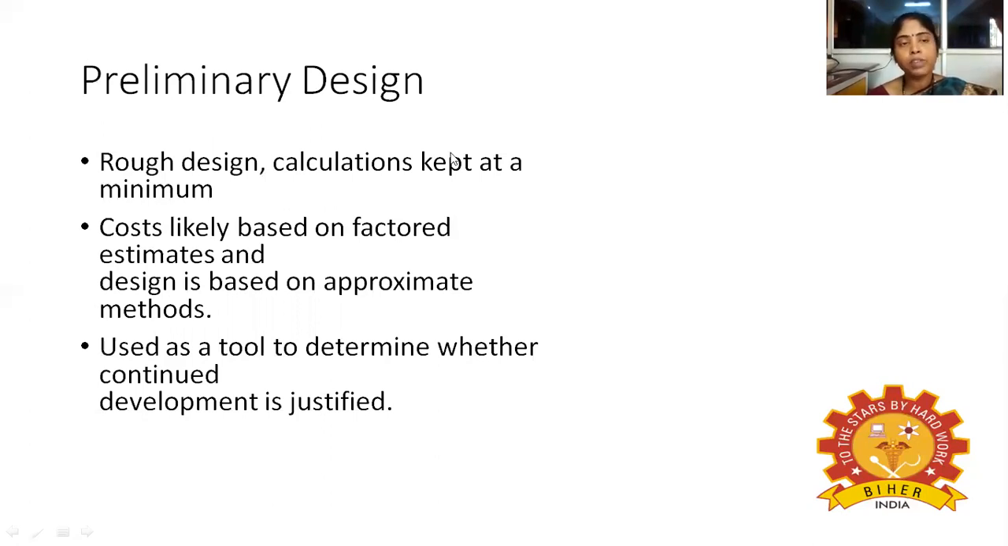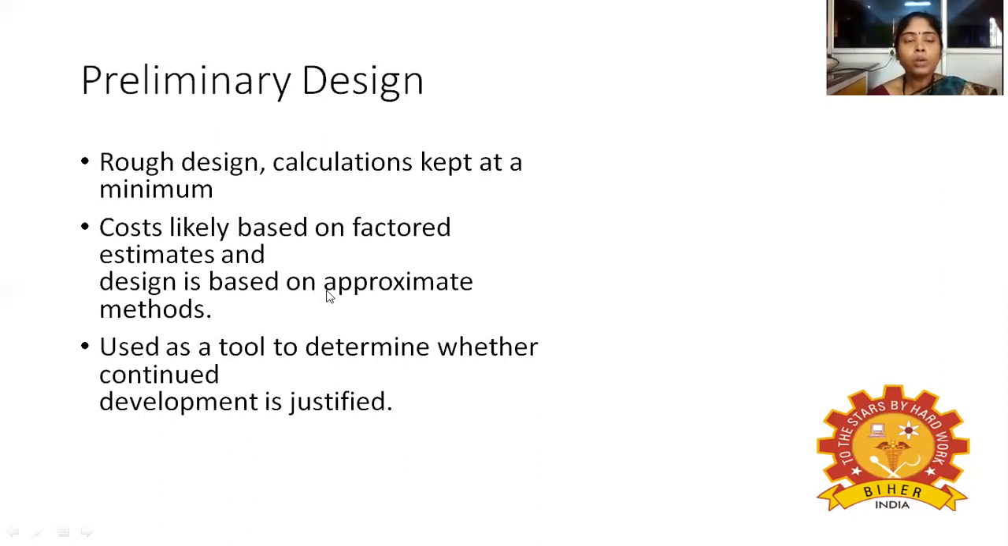In the case of a preliminary design, it is said to be a rough design, with calculations kept at a minimum level. There won't be any calculation. We will be giving only the input, and it will be rough designing that has to be done. This preliminary design also includes an estimate and design based on an approximate method. It's not a clear-cut method. It is an approximate, rough estimation. That's why we say it is a rough designing of the data.